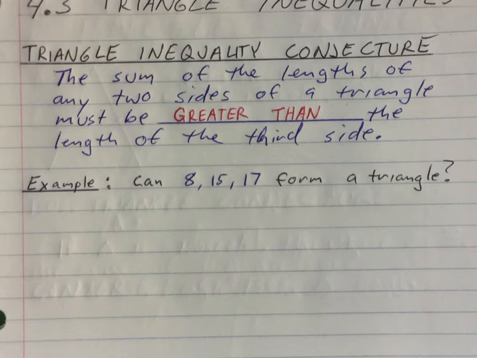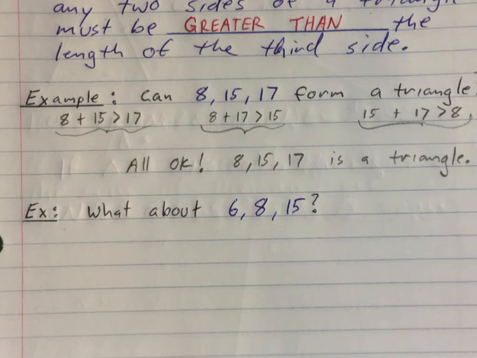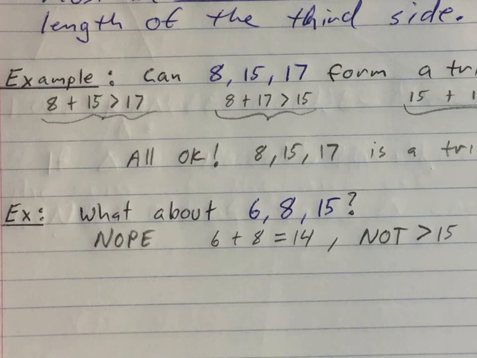So a quick example, can we take 8, 15, 17 and form a triangle? Well, you could pull out your compass and straightedge to verify, or you can use the triangle inequality conjecture. Because the sum of the lengths of any two is always greater than the third, we know that 8, 15, 17 can form a triangle. Well, what about 6, 8, 15? That doesn't work out because 6 plus 8, the sum of two sides, is not greater than the third.